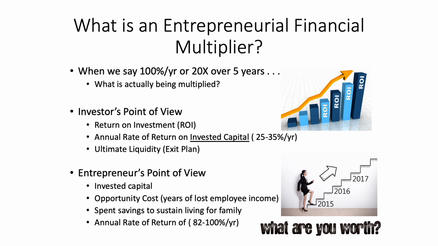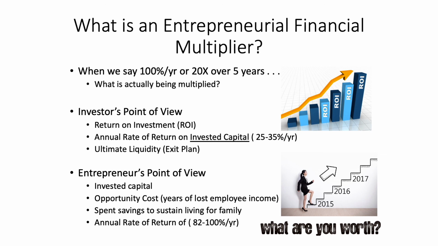Actual capital invested, the opportunity cost of a fully loaded salary that they forego for 2 years, and the savings that's spent to sustain their family that they wouldn't have spent otherwise. Now, those 3 hard costs are the value that gets multiplied. And again, we're looking for a multiplier that produces an annual rate of return of somewhere between 82% and 100% per year. If a business doesn't produce a substantial rate of return like this on that investment, then it's really not considered to be a very valuable opportunity.